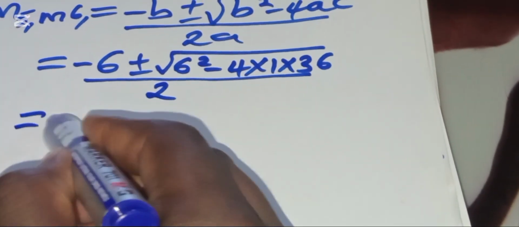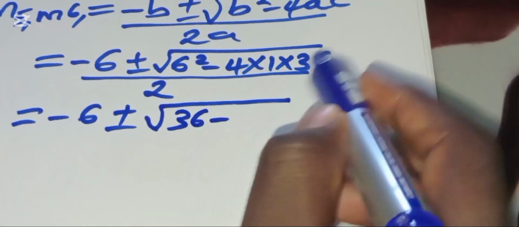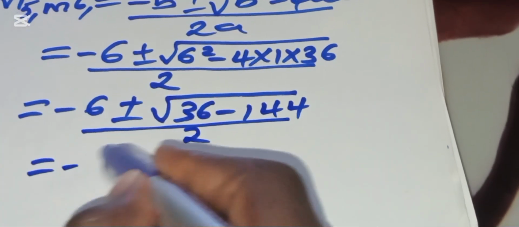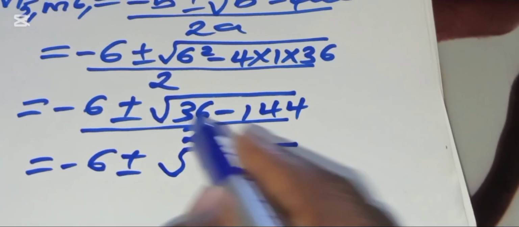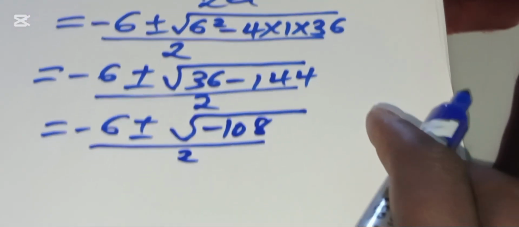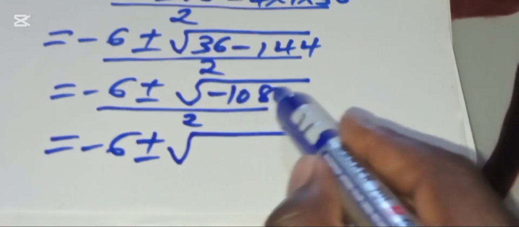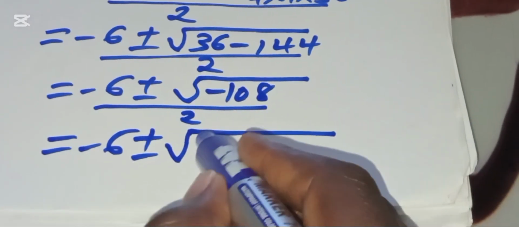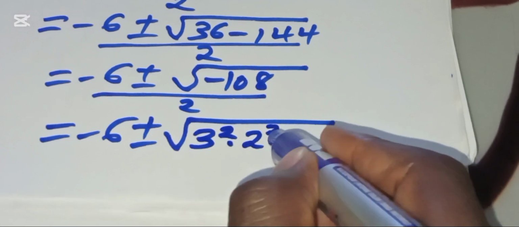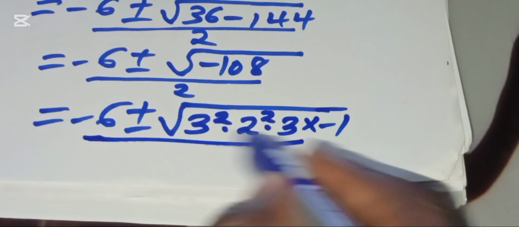Now this is equal to negative 6 plus or minus the square root of 6 squared, which is 36, minus 4 times 36, which is 144, divided by 2. Now this is negative 6 plus or minus the square root of 36 minus 144, which is negative 108, divided by 2. Now we can express negative 108 as 3 squared multiplied by 2 squared multiplied by 3 multiplied by negative 1, divided by 2.